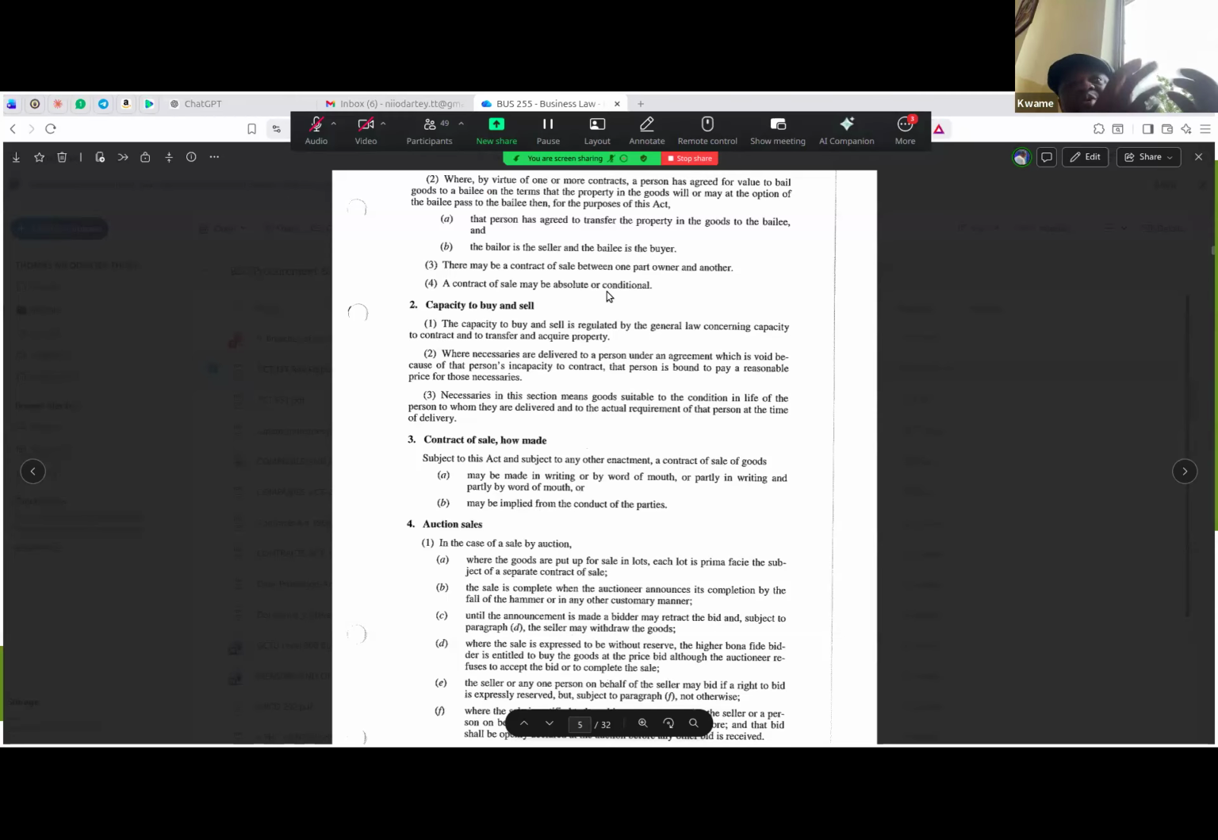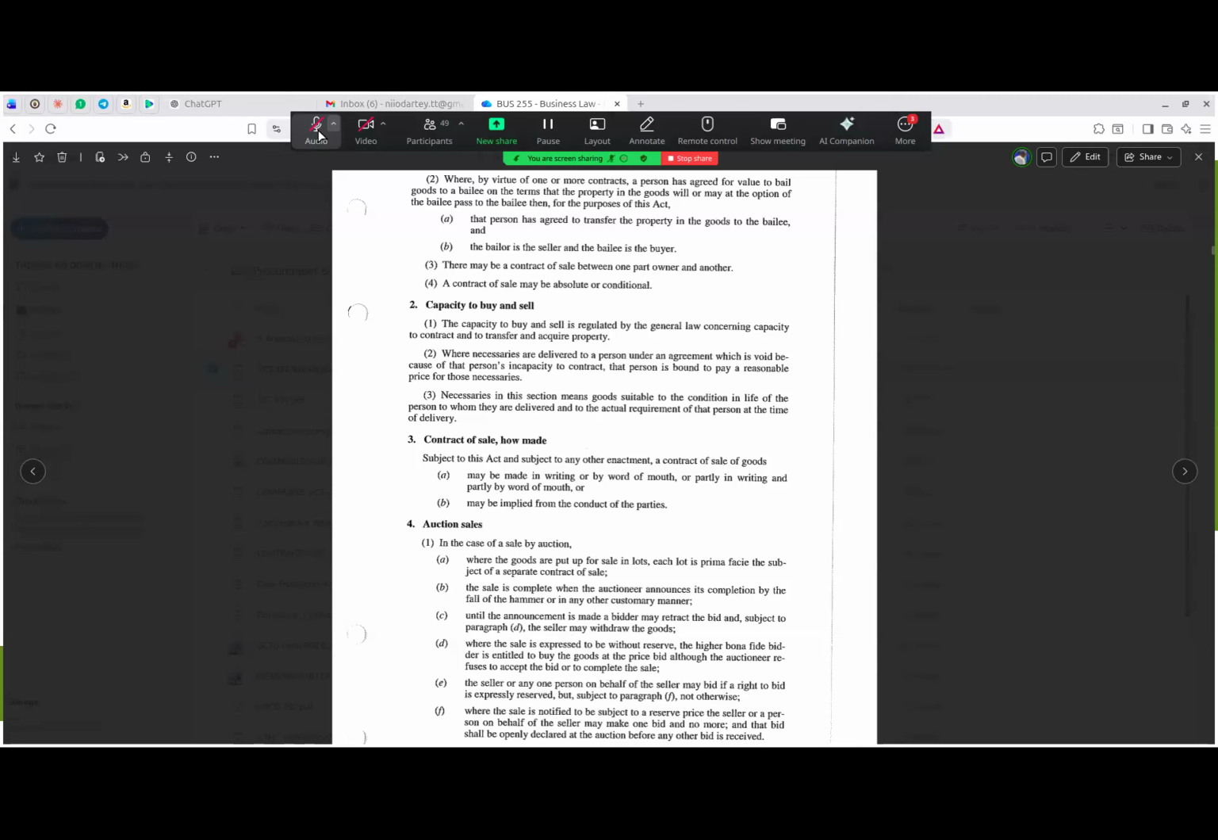We have 19 or 20 year olds buying luxury cars at the age of 20 years. I'm not saying that it's wrong. What we are saying is that if something happens, the law says that your capacity to contract is determined by age. I'm not the one saying it. It's there, and it is regulated by the general law concerning capacity to contract.